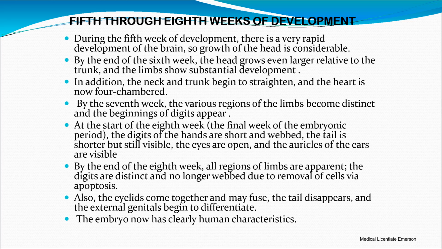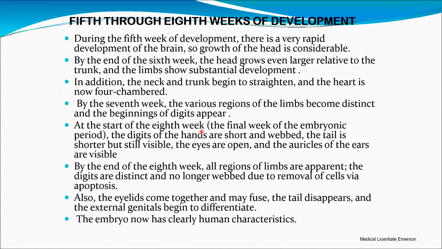But let's just look at the fifth week. In this lecture specifically, remember we said in our preamble that we'll be talking about the fetal period. But specifically, we are going to concentrate on the fifth through the eighth weeks of development. Okay. So during the fifth week of development, there is very rapid development of the brain, and so growth of the head is considerable. By the end of the sixth week, the head grows even larger relative to the trunk, and the limbs show substantial development. In addition, the neck and the trunk begin to straighten, and the heart is now four-chambered. Then by the seventh week, the various regions of the limbs become distinct and the beginnings of digits appear.